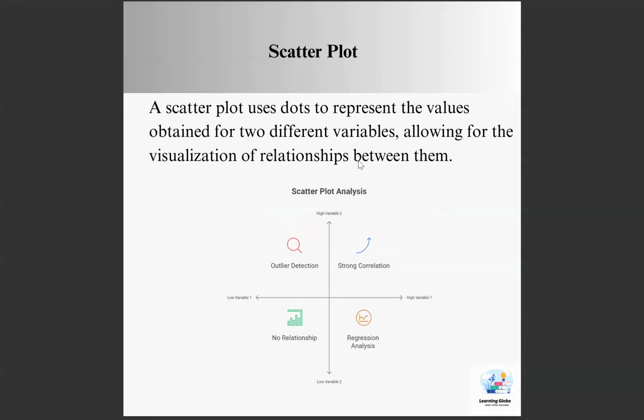Scatter plots use dots to represent the values obtained for two different variables, allowing for the visualization of a relationship between them. With the help of a scatter plot, you get to know what outliers are there. It helps you identify the correlation between one data set and another, and many more things you can understand with the scatter plot. It just shows the data with the help of dots to represent what is happening over the time limit.